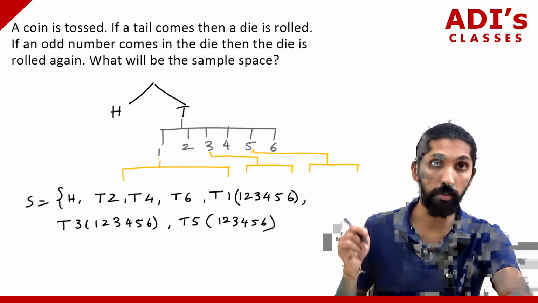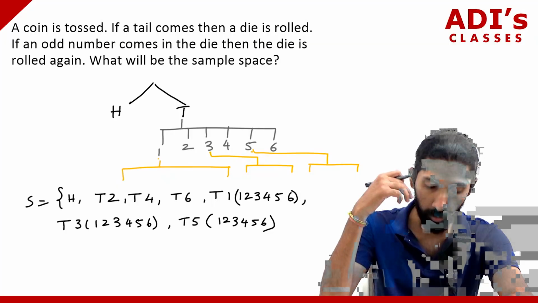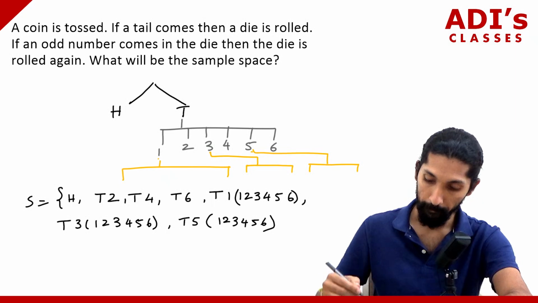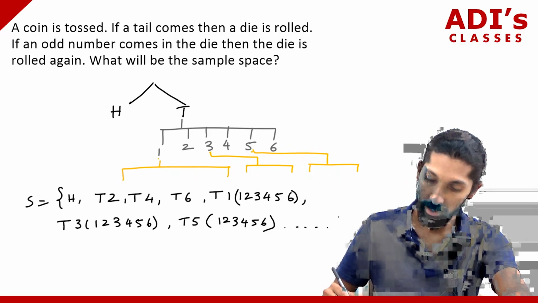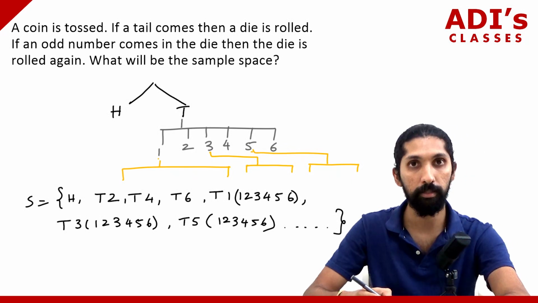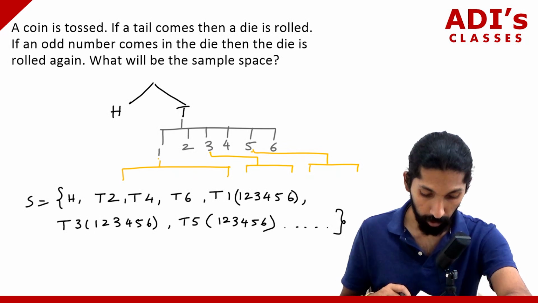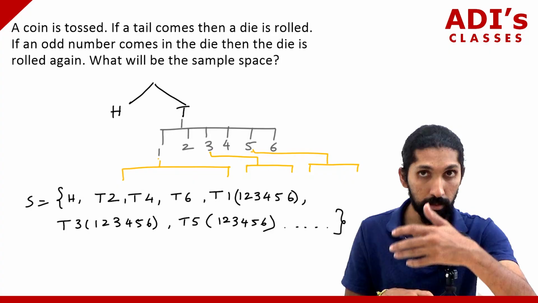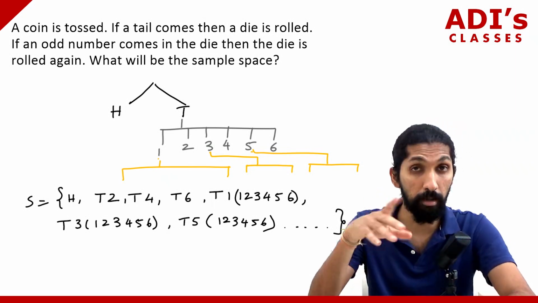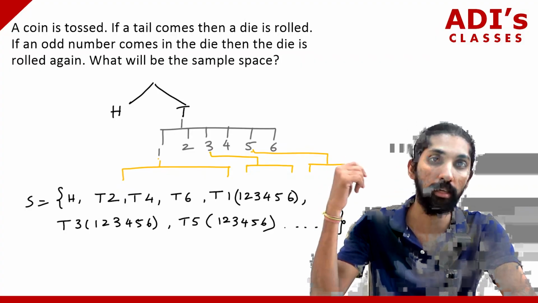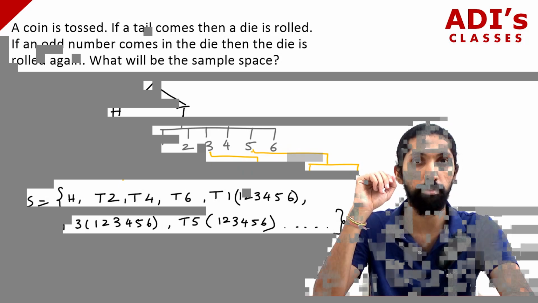This is going to be the sample space. But if you don't stop, that is, every time you get an odd number, if you keep on rolling the die, then the sample space will keep on going. All right. So for the given question, the answer is going to be this. Fine. Guys, these are simple examples of how you need to write the sample space.